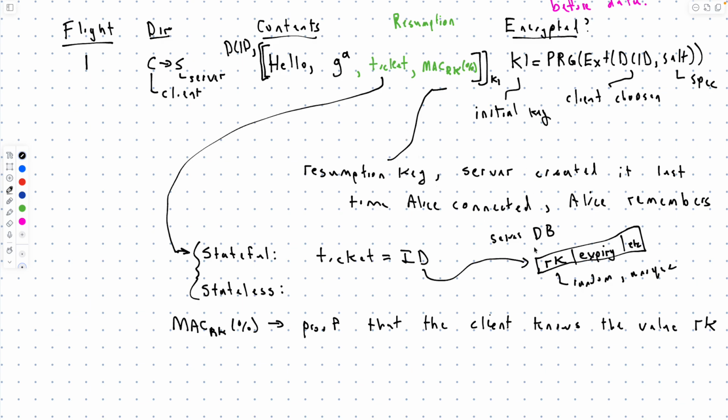So the naive thing is I could set the ticket to be this information. Now I don't have to keep a database anymore because the ticket is the database entry. The problem with that is that the RK now everyone knows. So what can I do instead? What I can do is encrypt it for myself. So I'll encrypt the database information, and I'm going to encrypt it with a key that belongs to the server.